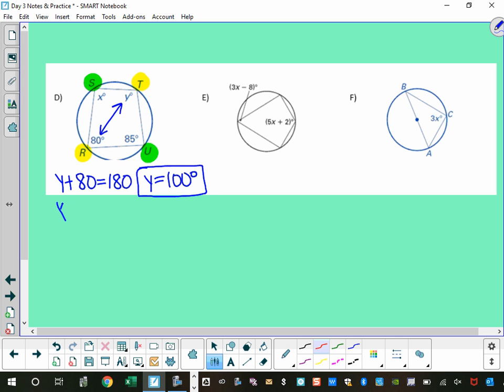And to find x, I'm going to add what? Oh, okay. 85. I'm going to make that equal 180. So x is going to equal 95 degrees.